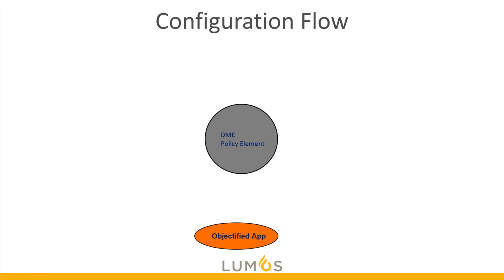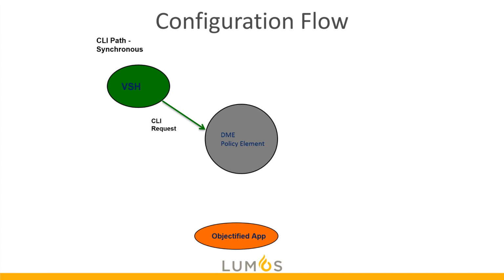So taking a look at the configuration flow, first of all, we have the DME policy element and the objectified app, so whatever it is we're trying to affect. And we can affect this through the CLI path, which is synchronous. So we do something, we're going to get something back immediately through the virtual shell. We do a CLI request. It does a call to whatever it is we're trying to make the change to or show runtime state for, and we're going to get the CLI response.